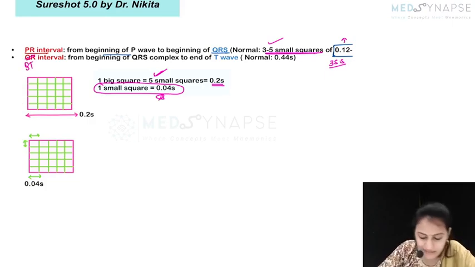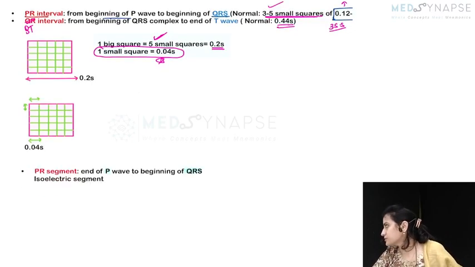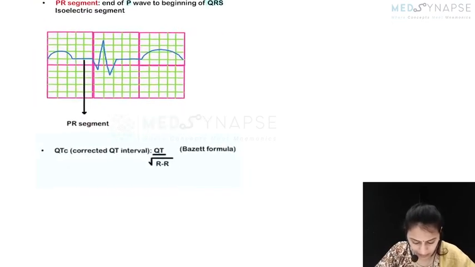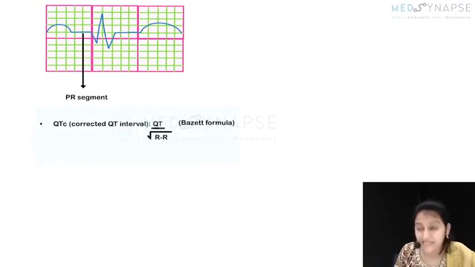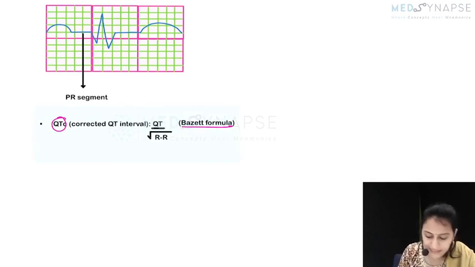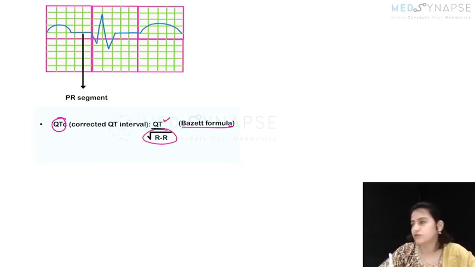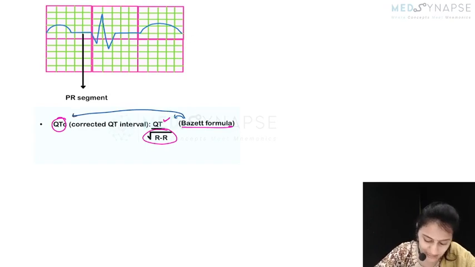QT interval is from the beginning of QRS to the end of T wave and the normal is 0.44. What is Bazett's formula for corrected QT interval? It is QT divided by the square root of the RR interval. QT upon under root of RR, that is Bazett's formula for corrected QT.